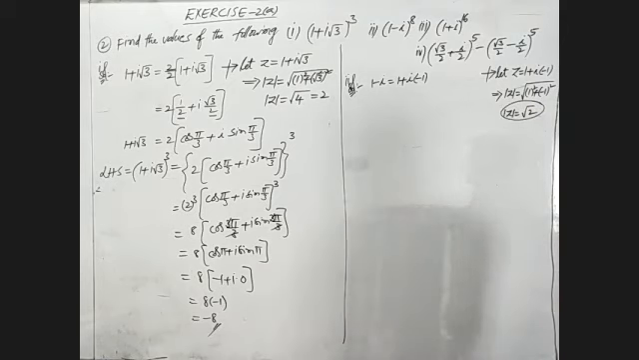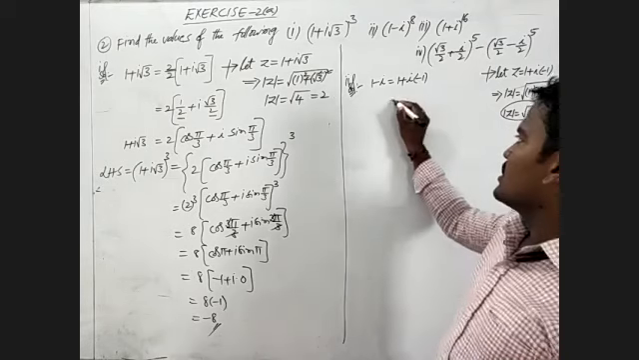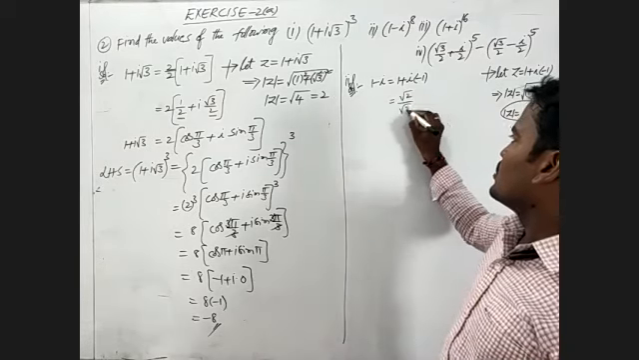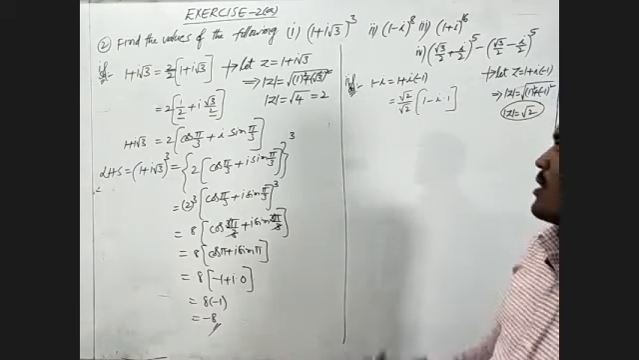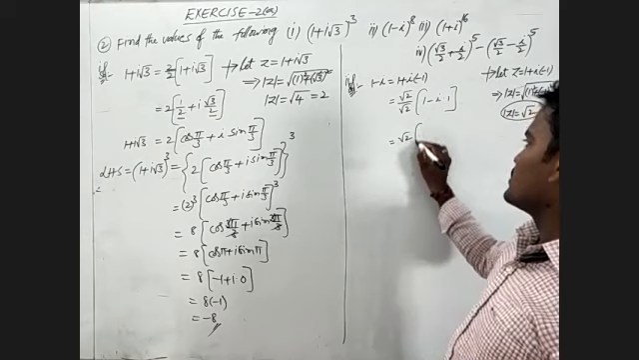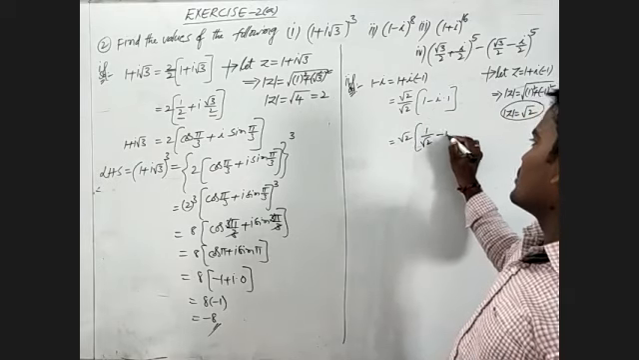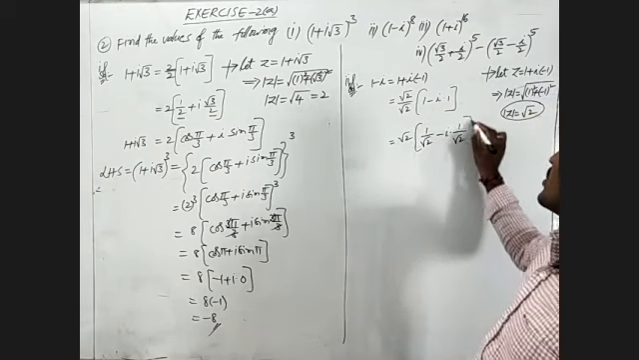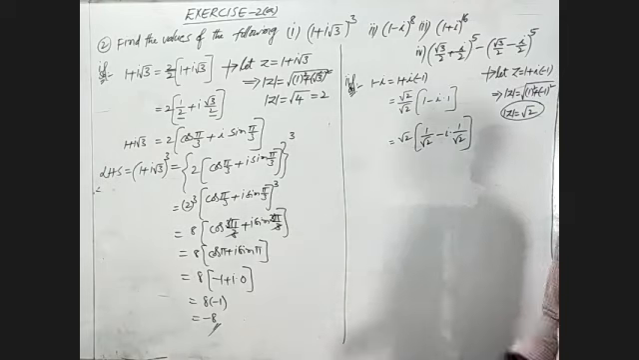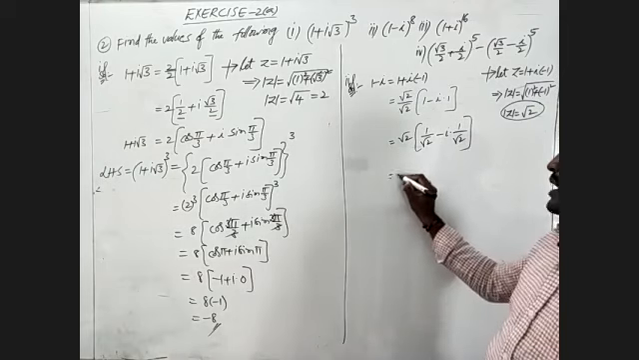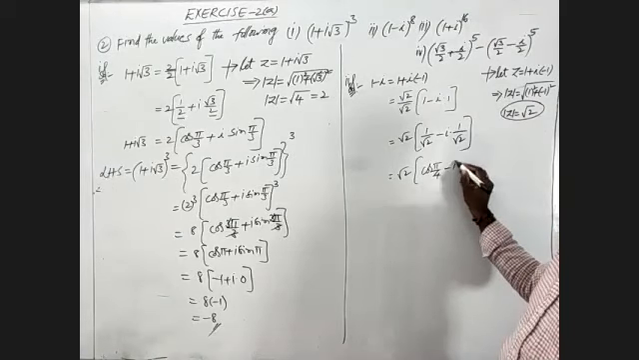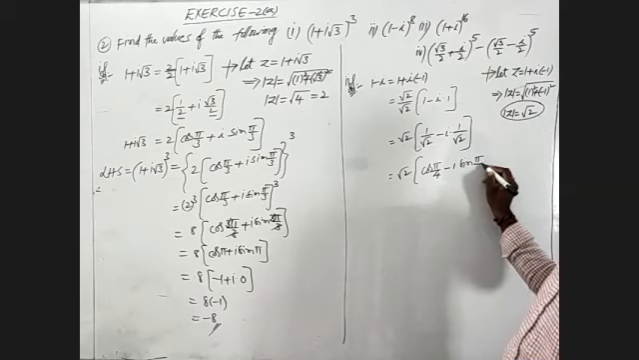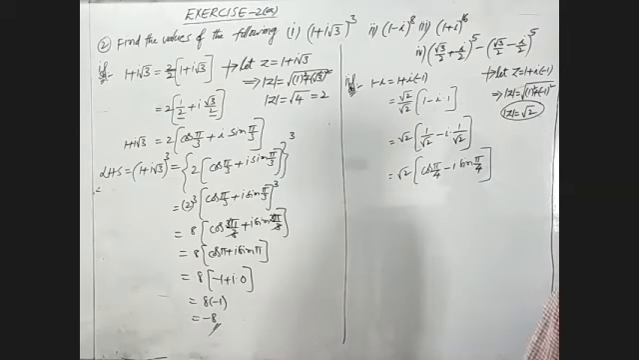Here the numerator and denominator can be multiplied and divided by root 2, that I will write root 2 by root 2 into 1 minus i into 1. I have to expand this one, that I will write root 2 into 1 by root 2 minus i into 1 by root 2. Here 1 by root 2 will become cos pi by 4, so cos pi by 4 minus i sin pi by 4. This is the given value.